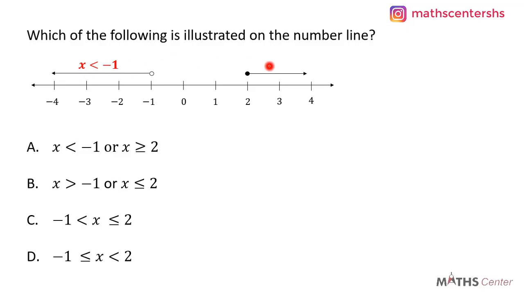Let's consider the second one. For the second one, we have values that are greater than or equal to 2. The circle is shaded, so this gives us values that are greater than or equal to 2. So the first one is x is less than -1, and the second one is x is greater than or equal to 2. When you look through the options, you can see that the correct one is A.